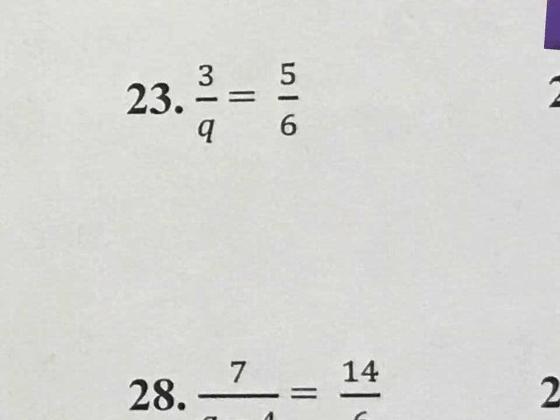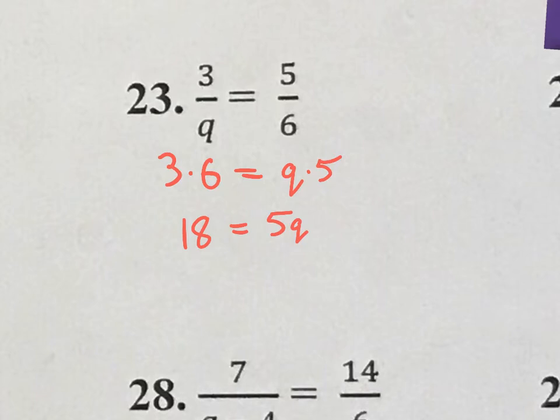So let's take the 3 and set it up. 3 times 6. So let's write that out. 3 times 6. Bring down the equal sign, and then q times 5. So 3 times 6 is 18, and q times 5 is 5q. So there's our simple equation. All we have to do now is get the q by itself. Let's divide by 5. Q equals 18 over 5.